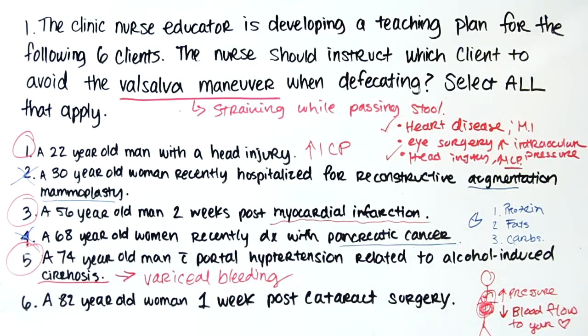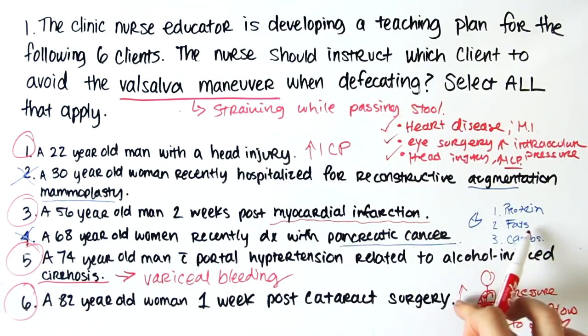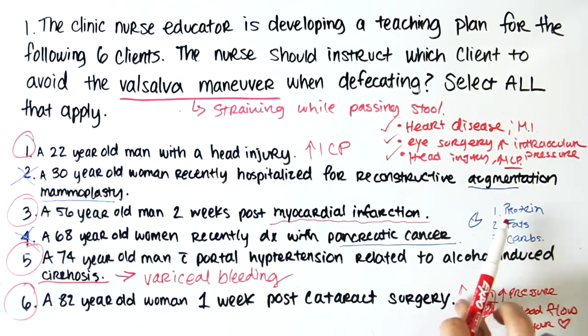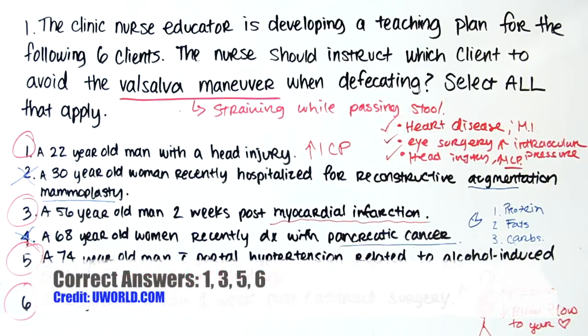Now let's take a look at number 6. A 82-year-old woman 1 week post-cataract surgery. Yes, that's also on our list. Be very careful with this one too, post-cataract surgery, because of the increased intraocular pressure, but also patients with glaucoma as well. Typically they put them on a stool softener like Colace. I think the whole hospital is on Colace, but this was a really great question. So the correct answers are 1, 3, 5, and 6.